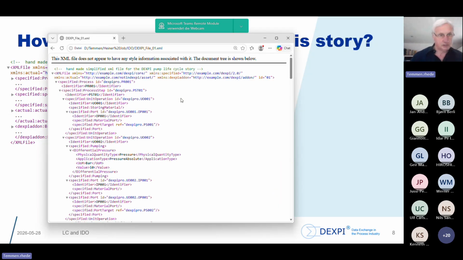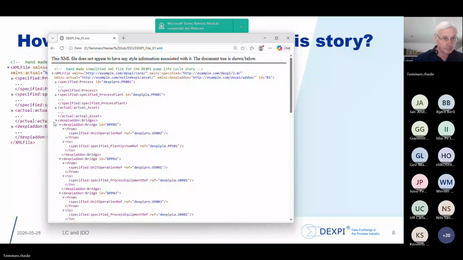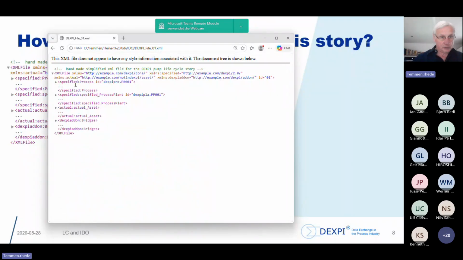Yes, we see all the things I mentioned. We have the part for the process, the part for the specified process plant, and the part for the actual assets. And we have the bridges between the process and the specified process plant, and from the specified process plant to the assets.